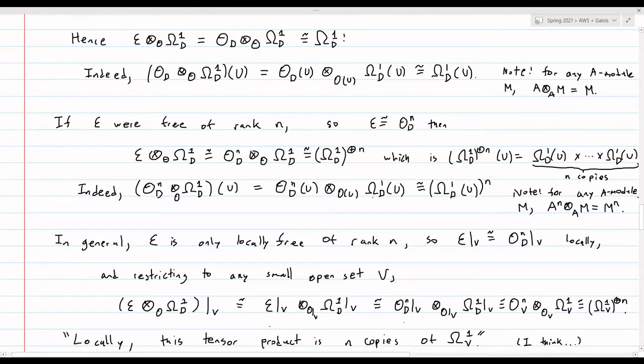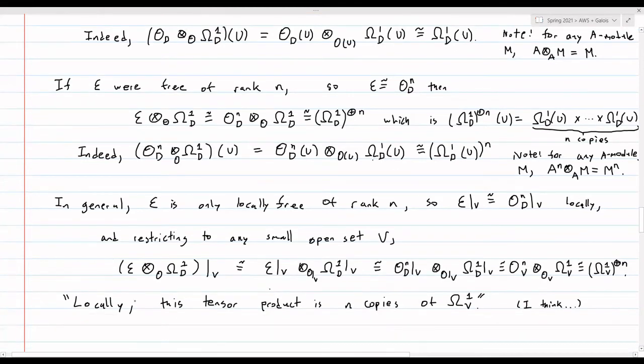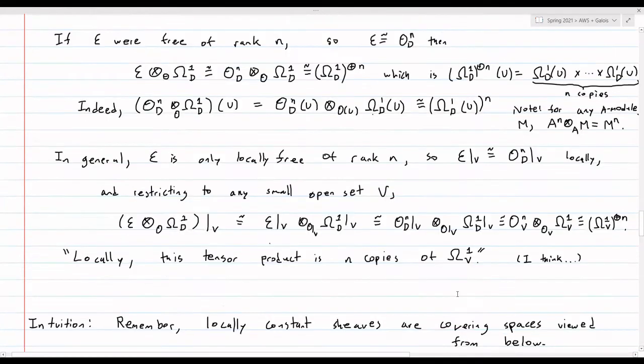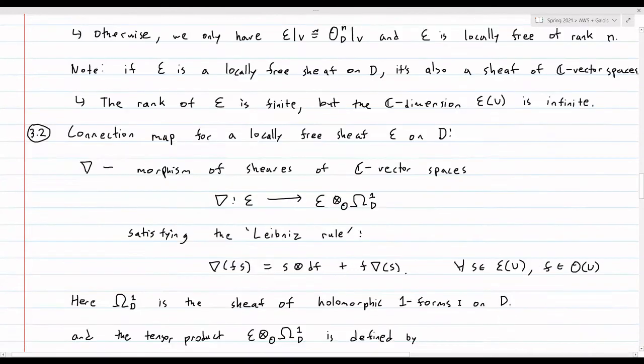So this is fine. And so at the end of all this, what do you get? I'm just reusing the fact that it's free on this open set when you restrict to V, and then reusing this fact up here, we get that locally it looks like n copies of one forms. So that's the point: locally this tensor product looks like n copies of one forms on V. Okay, so that's the definition of a connection map, and so we understand what this side is.